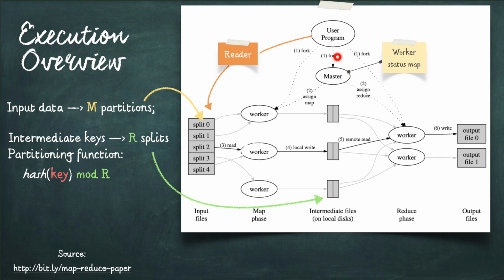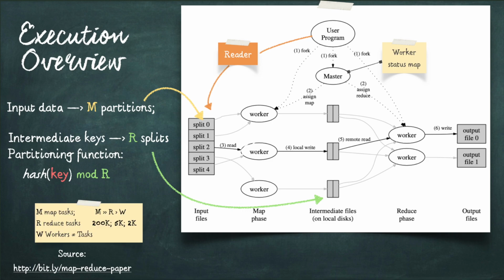One of these copies is a special one. This is the master copy. This copy of the program will be in charge of monitoring and coordinating the other workers' copies. In fact, the master will keep a map with the status of each worker and will assign to each worker one of the mapper tasks or one of the reducer tasks.